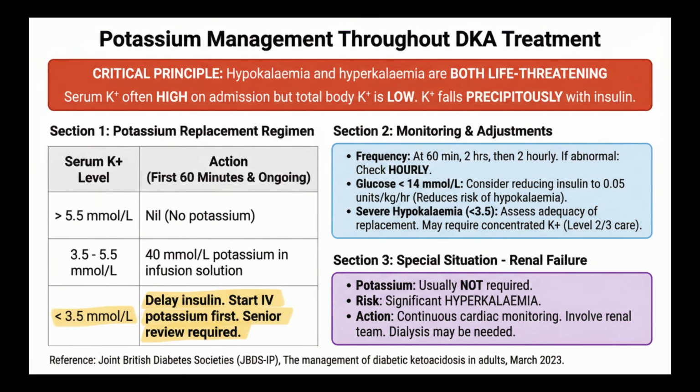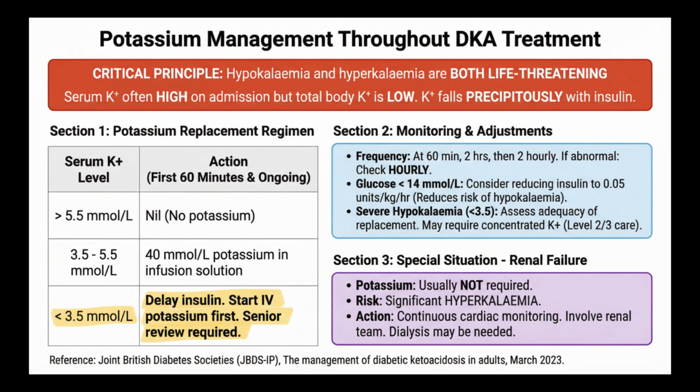Section 1. Potassium replacement regimen. Management is based on the serum potassium level. If potassium is greater than 5.5 millimoles per liter, do not give potassium. If potassium is between 3.5 and 5.5, add 40 millimoles of potassium per liter to the infusion fluid. If potassium is less than 3.5, this is an emergency. Delay insulin, start intravenous potassium replacement first, and obtain urgent senior review. This is a classic MRCP safety point.